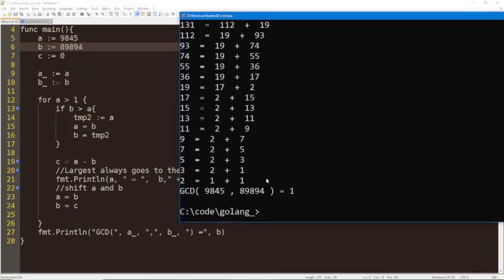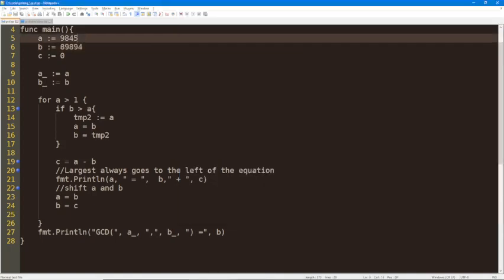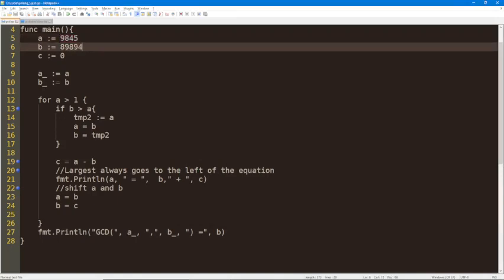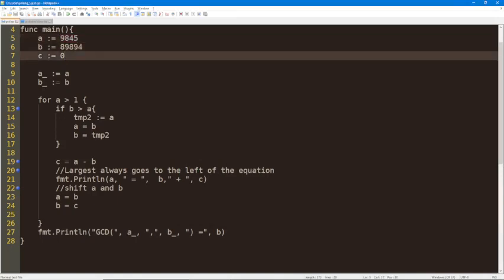Here we can see they actually don't have a greatest common divisor, so that ends up being the number 1. And you can just keep testing this by changing a and b if you'd like.